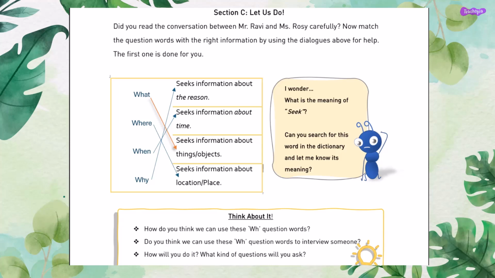Section C, let us do. This section talks to us about the purpose of each WH question. In the PBL, the answers are: what seeks information about things and objects, where seeks information about location and place, when seeks information about time, why seeks information about the reason.